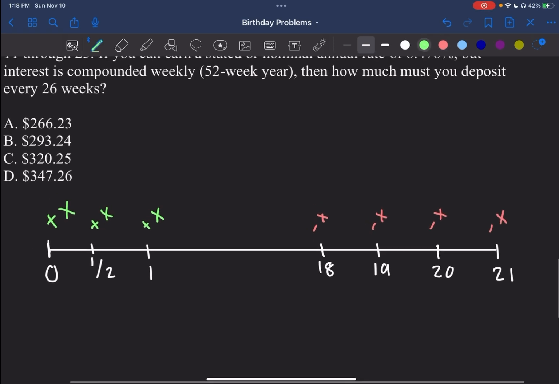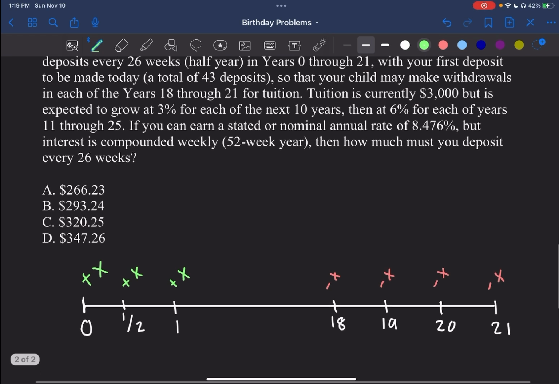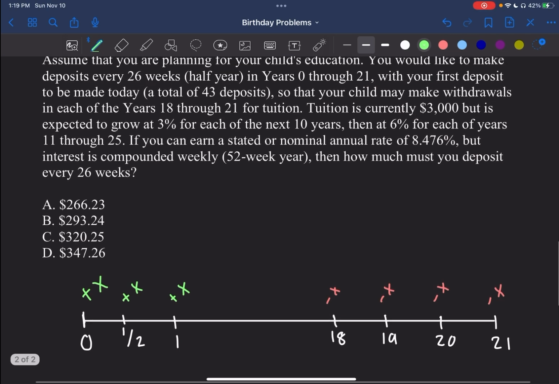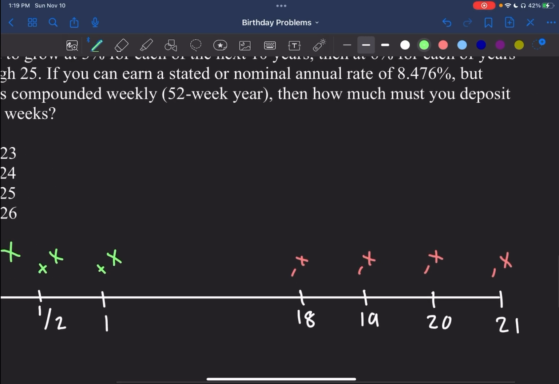And how long are we going to be making payments? It says right here we're going to be making a total of 43 deposits. So we're going to do it from today all the way through year 21. While our child is withdrawing funds from the account, we're still going to be making contributions to that. That's important to know.